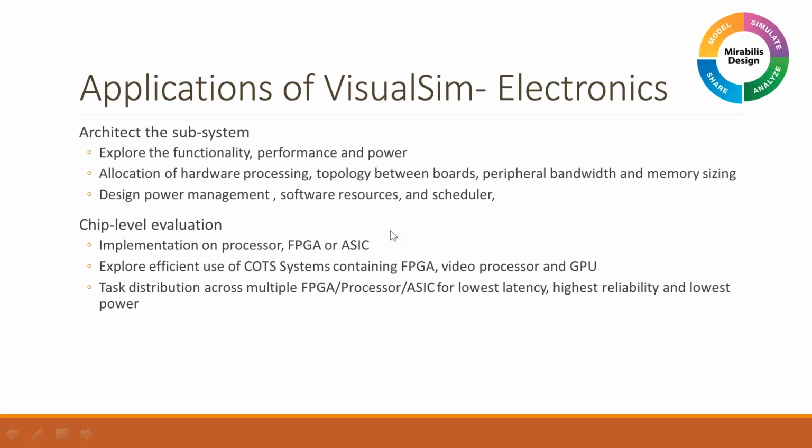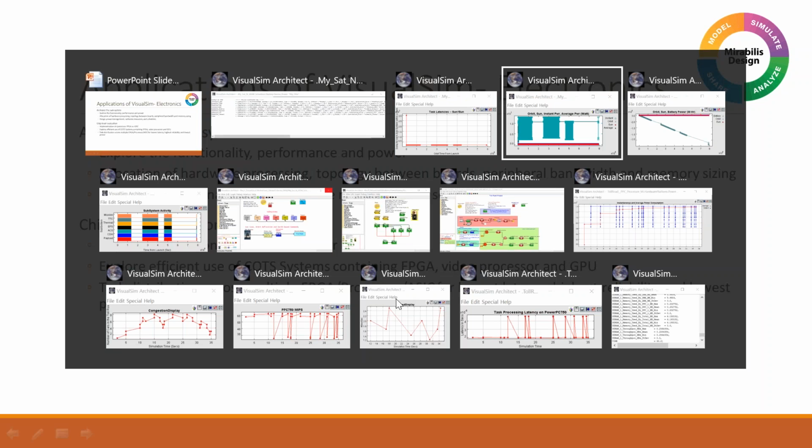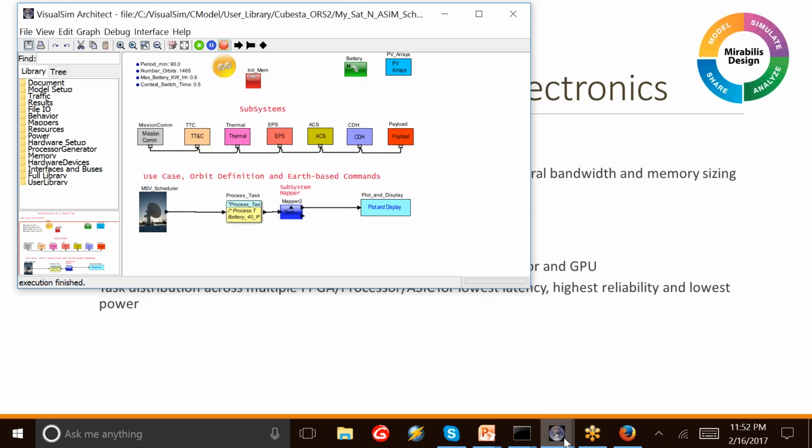Another aspect of VisualSim: we looked at an entirely business process system, and we looked at a subsystem, but you can also use VisualSim for chip-level evaluation. So you're designing a processor, an FPGA, an SoC, or an ASIC. It allows you to explore how that semiconductor device can behave in the context of the full system. So you can look at the reliability aspect, the power consumption, all of those kinds of attributes.